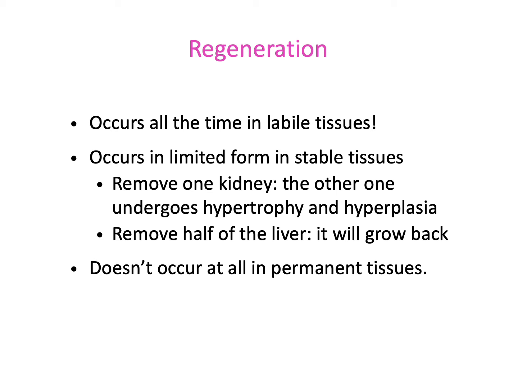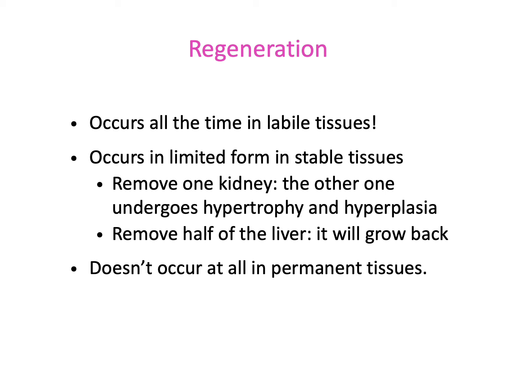So if it's occurring in a labile tissue, you've got a good chance of regeneration, especially if it's a small wound. Same with stable tissues. You do have some capacity of regenerating stable tissues. But if it's a permanent tissue that your wound is in, you're not going to have any regeneration at all. So this is kind of a reiteration of what we just said on the previous slides. The tissue type is going to dictate, at least in large part, whether you can undergo regeneration or not.